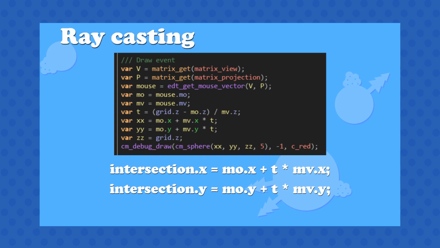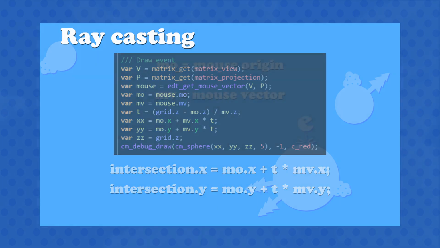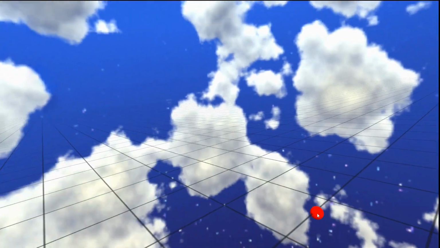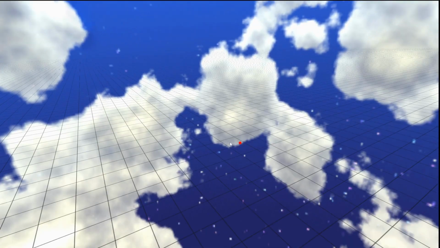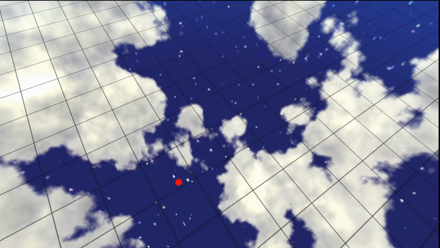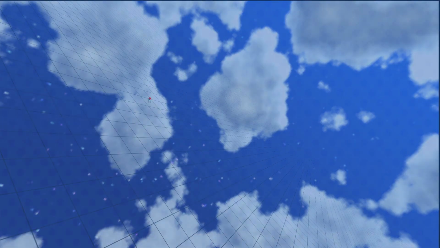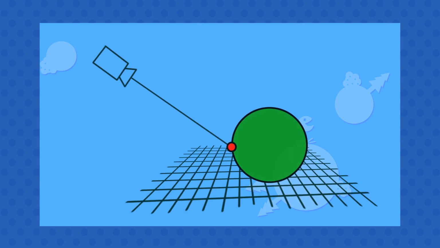Let's draw a little red sphere at the intersection to make sure it's correct. So now we can actually point with the mouse and have the editor figure out where on the grid my mouse points to. However, this is not good enough for an actual 3D level editor. At least not for mine. When I place an object into my level, I want the ray to collide with that too, and not continue through to the grid underneath.